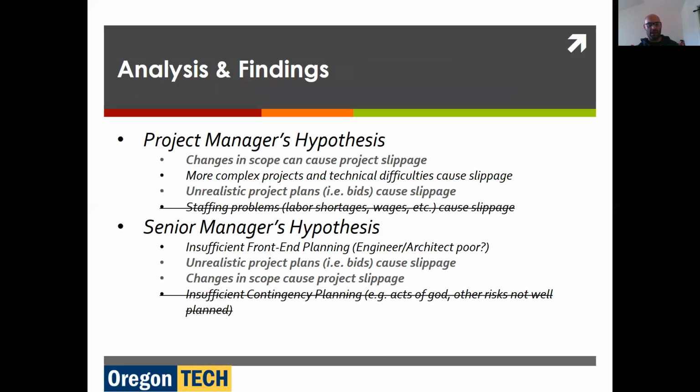Reviewing the senior manager's hypothesis, insufficient front-end planning, poor architect, that is true. Lower rated architects do have more slippage. Again, unrealistic project plans do cause slippage. Changes in scope cause project slippage as well. Where the hypothesis is not true, again, is insufficient contingency planning.